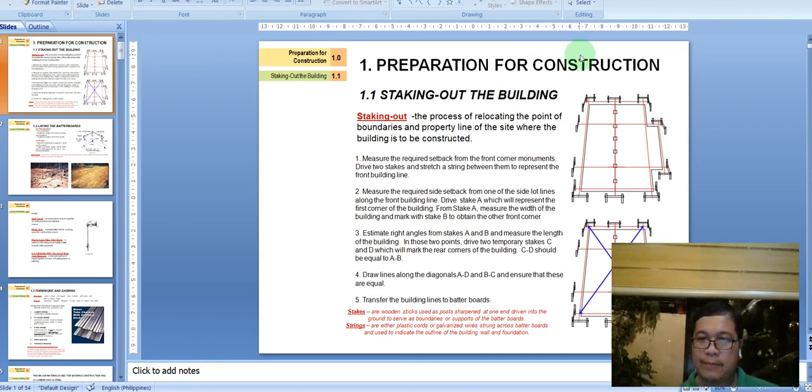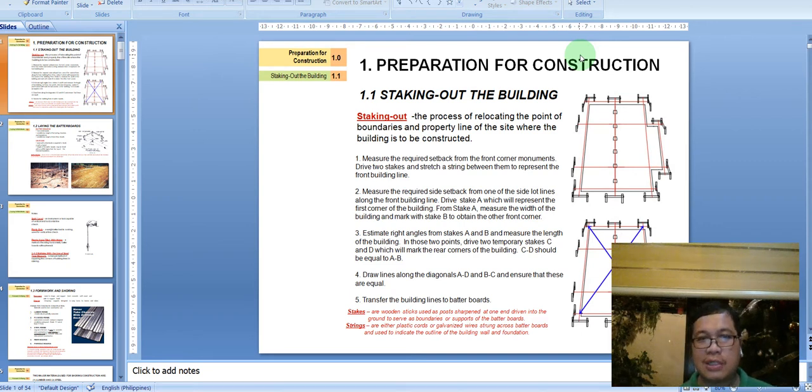So this week we're going to discuss the construction process. Because that's something that you must understand. Now that you have an idea on how to do your plans, your complete plans, you as future architects also have to understand how to execute and construct those.